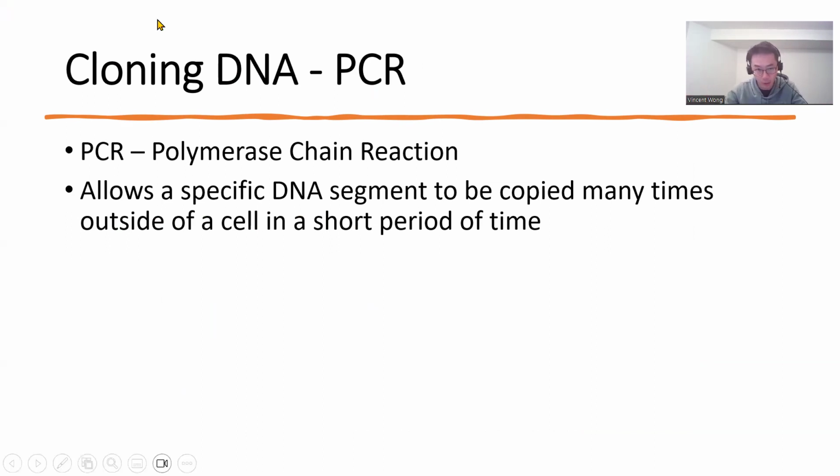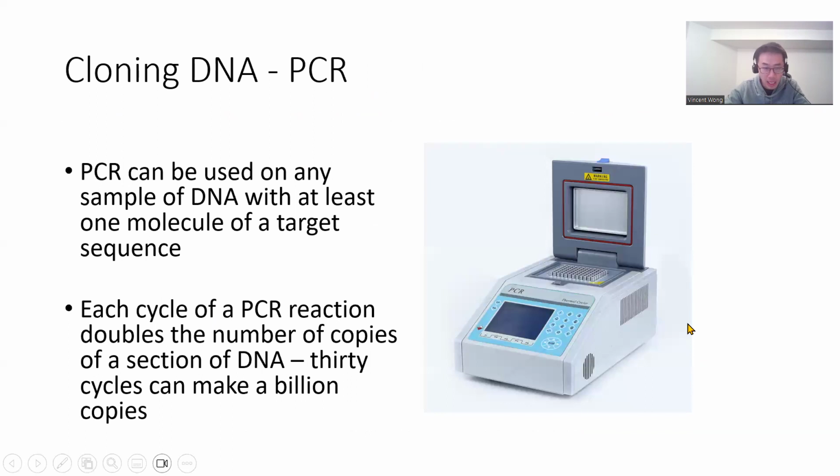So let's take a closer look at how PCR works. To do PCR, you have to buy a machine. The machine allows you to do multiple PCR reactions at the same time, meaning you don't have to multiply one sample at a time. Over here, I'm looking at like 30, 40 samples at a time. Each cycle of PCR doubles the number of copies of DNA, and so 30 cycles is going to give you billions of copies.